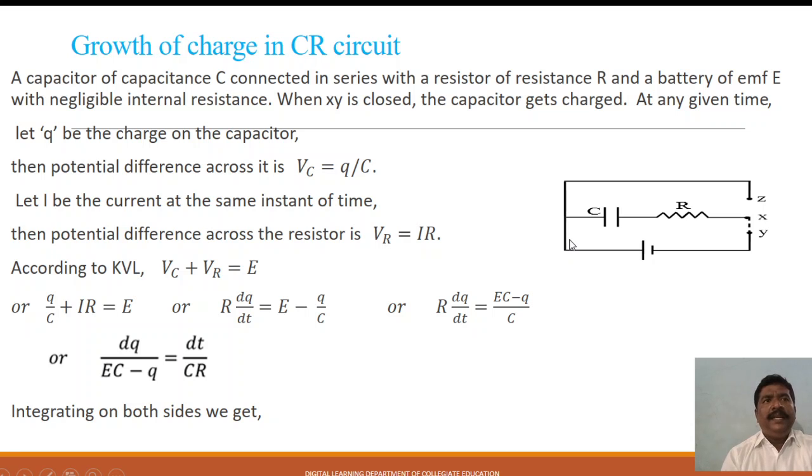The charging current in the capacitor is maximum at the instant of switching and decreases gradually as the voltage across the capacitor increases. When the capacitor is charged to the applied voltage E, the charging current becomes zero. This is called the charging condition, or growth of charge in the CR circuit.